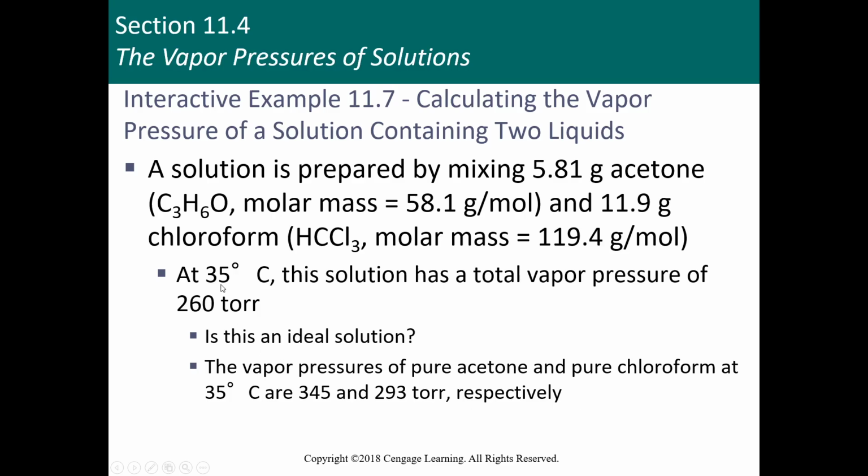So, first off, this actually tells you right away that this solution has a total vapor pressure of 260 torr. Well, it's not even between these, is it? It's actually a lower vapor pressure than these two would respectively be. So first off, is it an ideal solution? Well, you have something right here.